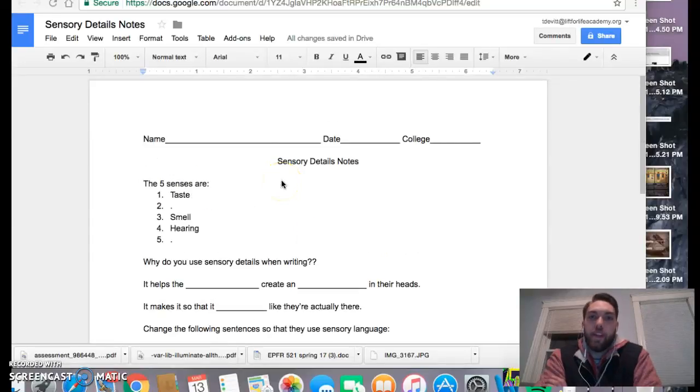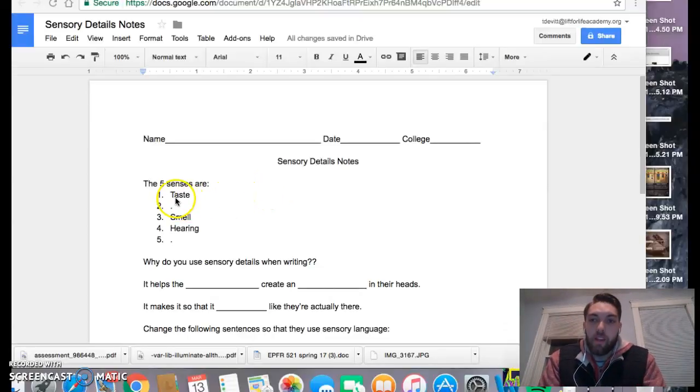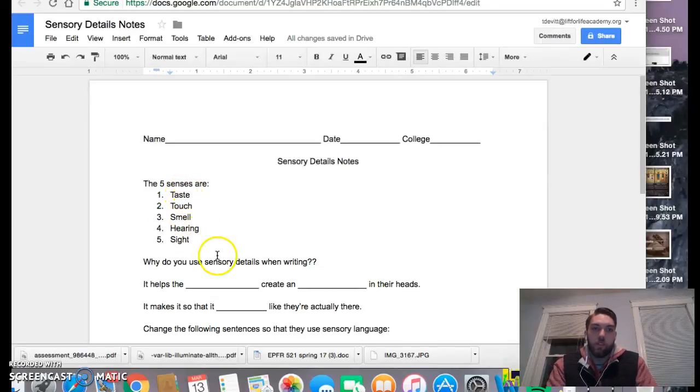Okay, so we are looking at sensory details, and here are your notes for it. This is for writing, how to make some really engaging writing. There are 5 senses to use: the sense of taste, the sense of touch, sense of smell, hearing, and sight. Taste, touch, smell, hearing, sight.